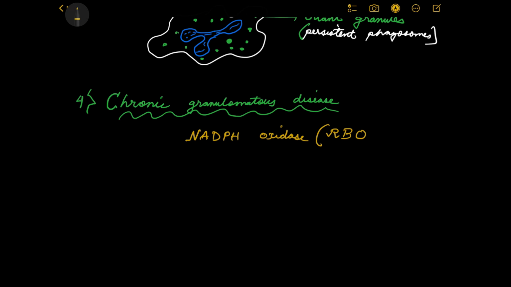Okay, it is also known as respiratory burst oxidase and also called phagocytic oxidase. These names are pretty self-explanatory, right? We had talked about the respiratory burst, the process, and phagocytic oxidase because obviously this enzyme is crucial for phagocytosis. So the names are justified.